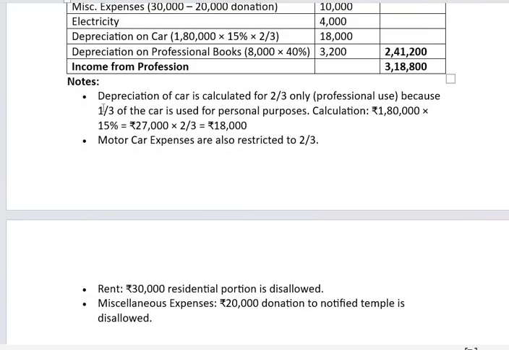Some important notes I have given here. Depreciation of motor car, 2/3 only we have to take, because 1/3 is used for personal purpose. Motor car expense also 2/3. Rent 30,000 residential portion is disallowed. Miscellaneous expense 20,000 donation to notified temple is disallowed.